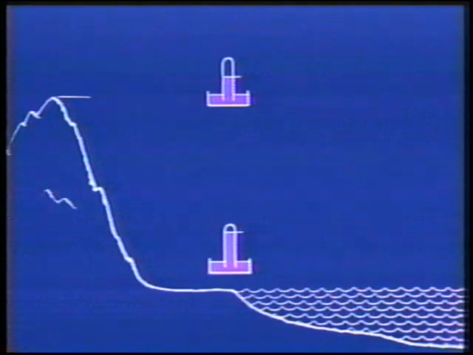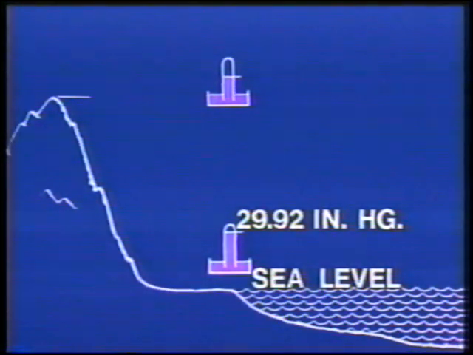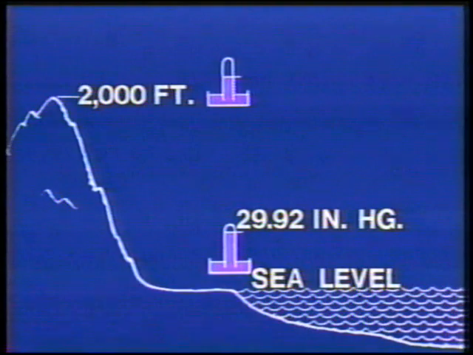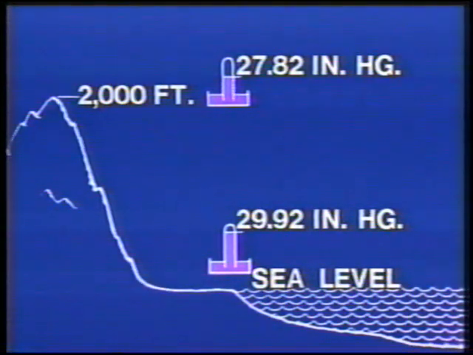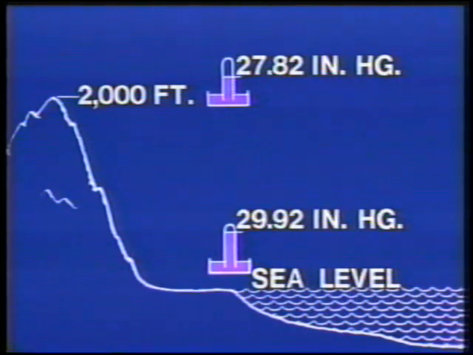If the same experiment were conducted at a higher altitude, say on the top of a mountain 2,000 feet above sea level, the column of mercury would rise to only about 27.82 inches. That's because as you go up in altitude, the height of the column of air producing atmospheric pressure decreases. The pressure drop is about 1 inch of mercury for every 1,000 feet of increase in altitude.